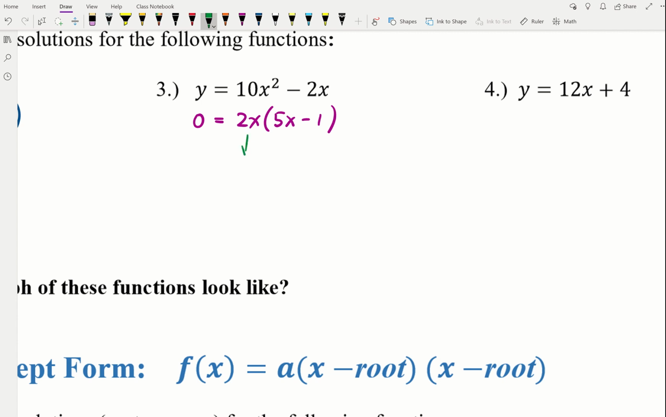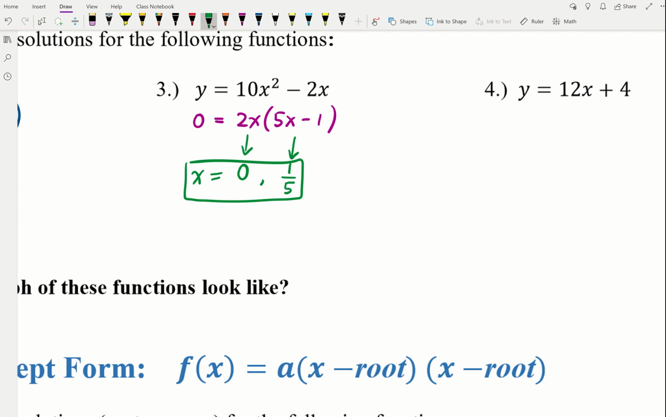Well, the only thing that's going to make 2x equal 0 is 0. And then here, this one can be a little tricky when you're first learning it. The way I think about it is if 5x minus 1 is equal to 0, and I want to get x alone, the first thing I'm going to do is add 1. So that's positive 1. Then I need to divide by 5. So 1 divided by 5 is 1/5, and that is my answer.